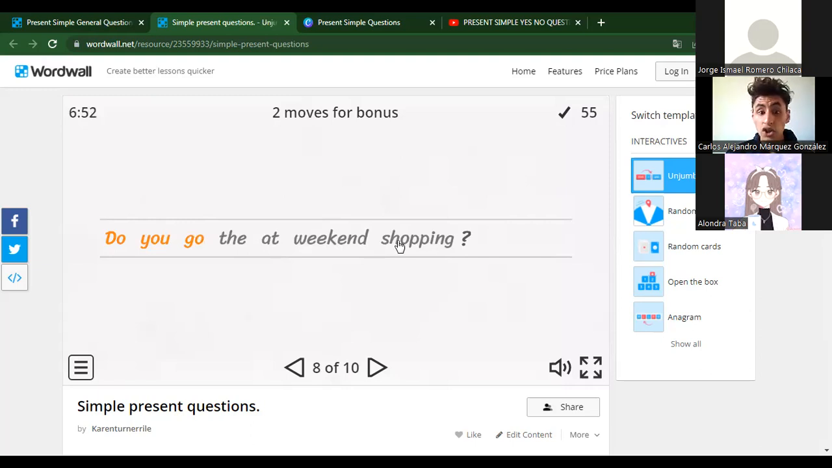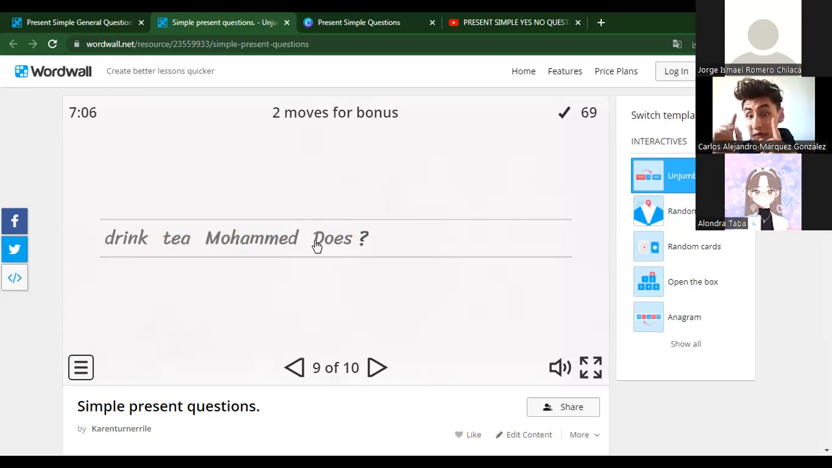Did you go shopping at the weekend? I consider the complement is the most difficult part, but that's the way that you have to order the sentence. First, you have to identificar las partes, identify the parts of the sentences, okay? Which are the auxiliary, the subject, the verb, and the complement, okay? What about this one? Do you have an idea?